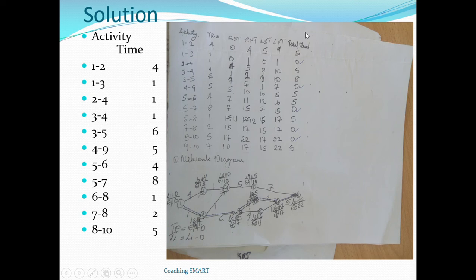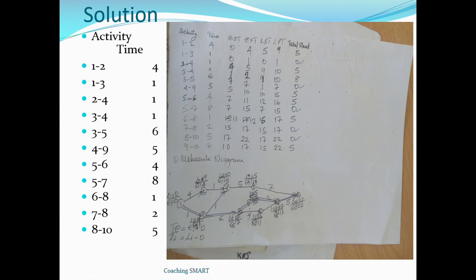Now how do you get the float? The way you get the float is latest starting time minus earliest starting time. 5 minus 0 is 5. 0 minus 0 is 0. Come to the next event. 9 minus 4 is 5. 9 minus 1 is 8. 1 minus 1 is 0. All the way to the last event, which is 15 minus 10, giving us 5.